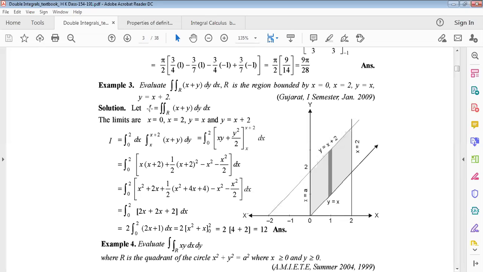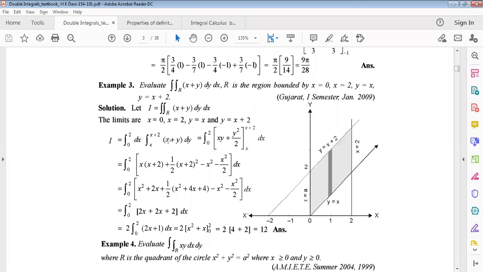Now let I be the given double integral for region R, x plus y dy dx. Now the limits will be x equals 0 to x equals 2, right? And y will be from y equals x to y equals x plus 2. This is y equals x, and this is y equals x plus 2. This is the y limit. Now the first limit will be the x limit 0 to 2 dx, and the y limit will be x to x plus 2.